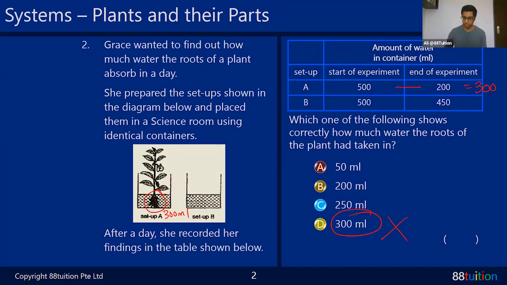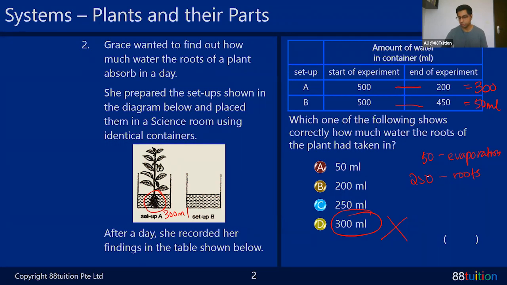Because if you see the control setup of B, it actually lost 50 ml of water without roots. So actually 50 ml of water is being evaporated during this process. That means just by sitting there, it's going to lose 50 anyway. So therefore, A must also have lost that 50 due to evaporation. So only 250 was due to roots.